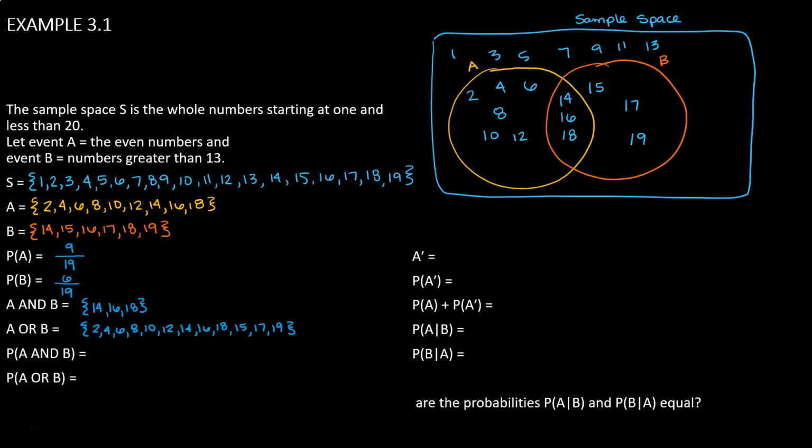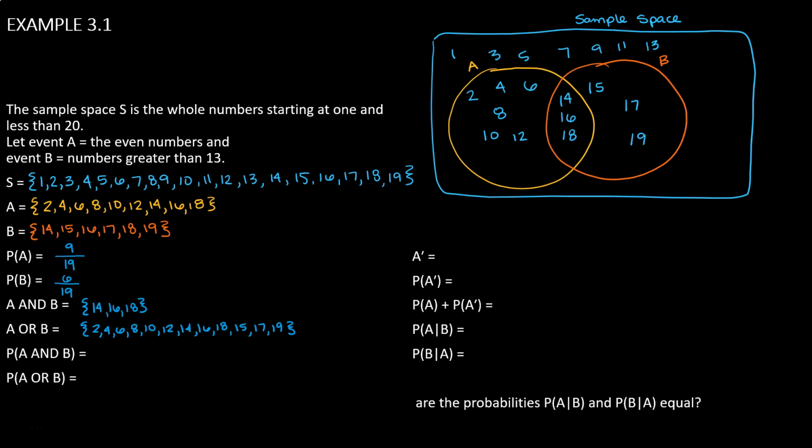We also talked about the event A or B, pulling out a slip of paper where the number on the paper is either even or it's a number greater than 13. So we have all of our evens and we have the numbers greater than 13. Now that we have those two events defined, we can talk about the probability that each of them happens.